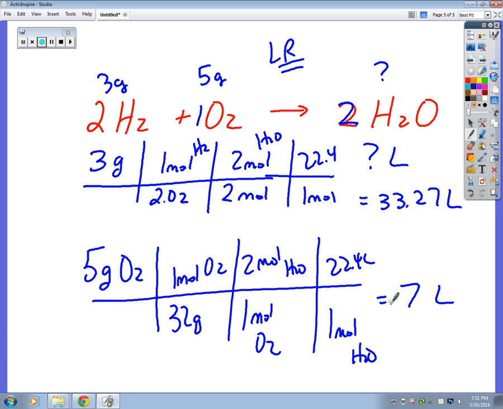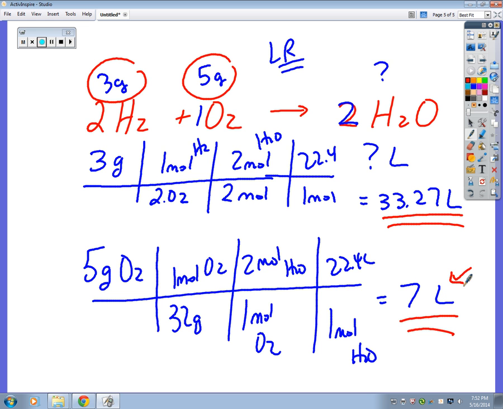Now, look at this for a second. This is like my noodles and sauce idea. I have plenty of sauce and not as many noodles. How much spaghetti can I make, or lasagna can I make? So look at this. This is saying that if you have hydrogen, you can make 33.27 liters, and if you have oxygen, you can make 7 liters. If you have 5 grams of this and 3 grams of that. Now, can you make 33? It says here you can only make 7.